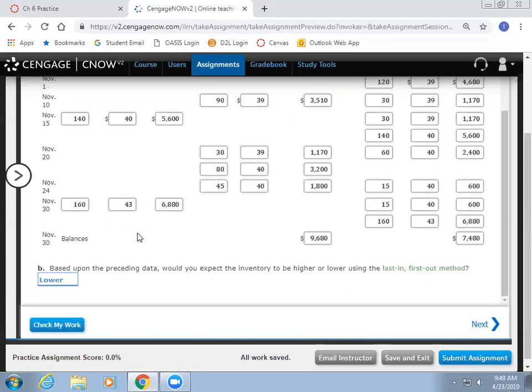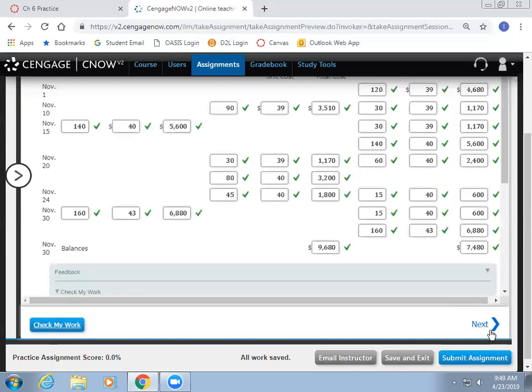Since prices were increasing every time we made a purchase, if we used LIFO, we would be costing out the more expensive costs first. So the inventory would be lower under LIFO, and the cost of goods sold would be higher. Very good. It's a little bit the good old critical thinking aspect of the inventory methods, right? It's like, oh yeah, okay, that makes sense. Alrighty, on to the next one.